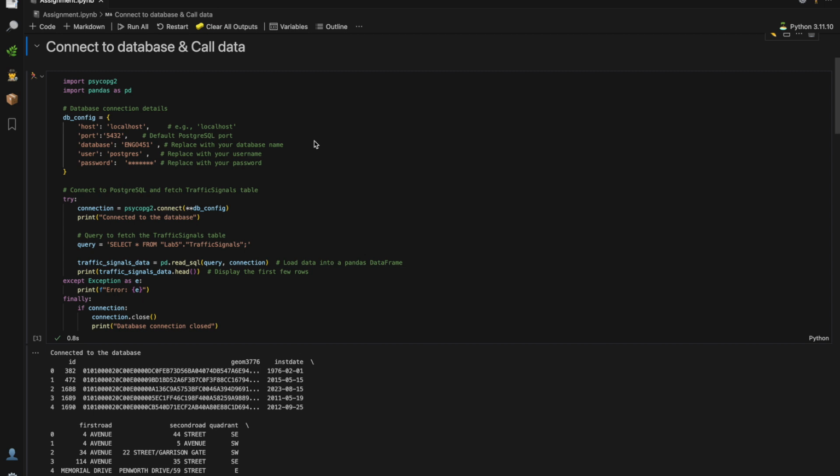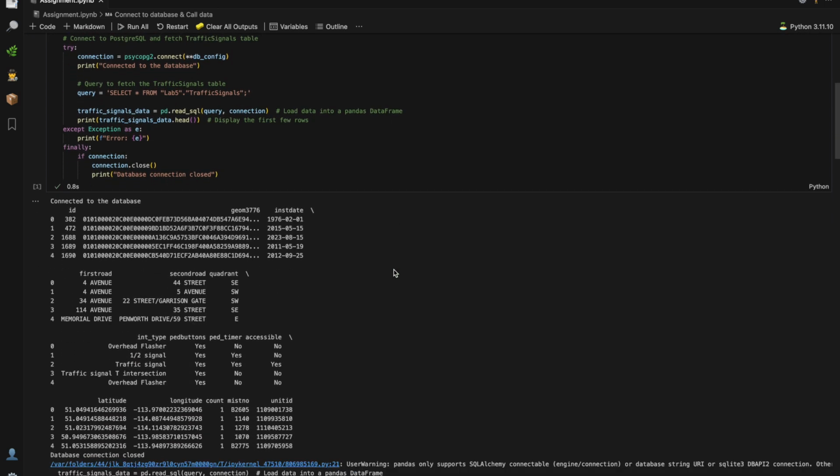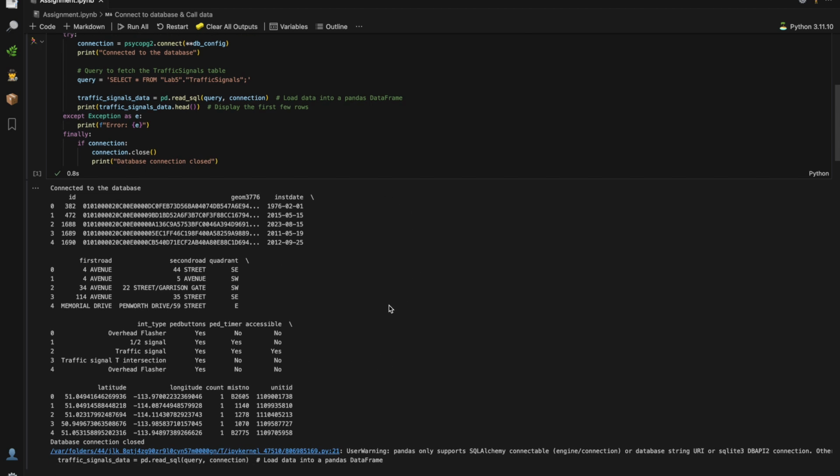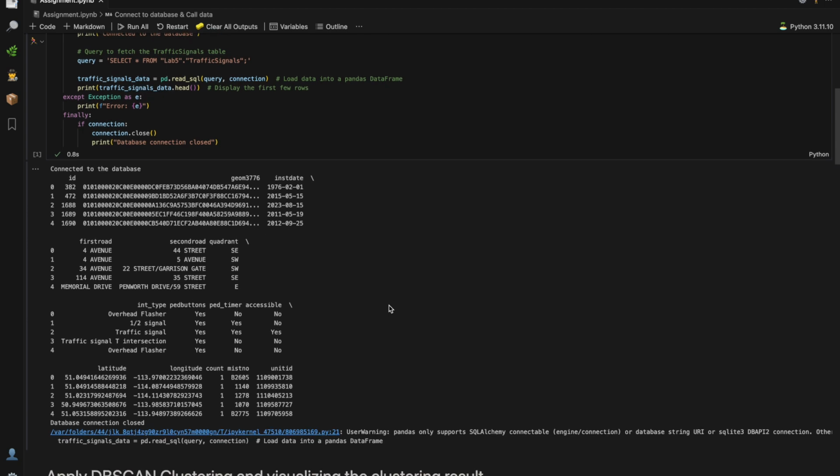Introduction and data retrieval. We begin by connecting to our PostgreSQL database where the traffic signals data is stored. This dataset is crucial as it contains geographic coordinates and other attributes essential for spatial analysis. Here, I ensured all data types were correct, particularly the latitude and longitude values, which must be numeric for our clustering algorithms to work effectively. Let's take a brief look at our cleaned dataset.